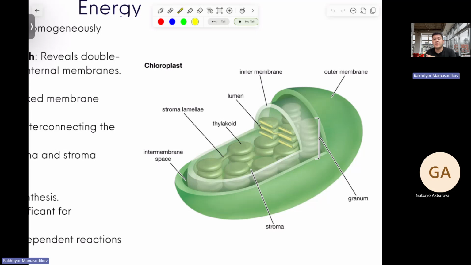Outer membrane, protective layer, and inner membrane controls what enters and exits, okay? And the stroma, you can see the stroma here. This is the stroma layer. The stroma is the fluid inside the chloroplast where the glucose is made in the Calvin cycle, okay? So don't confuse the Calvin cycle with the Krebs cycle. So the stroma is fluid-filled space where the glucose is made, okay, in the Calvin cycle.